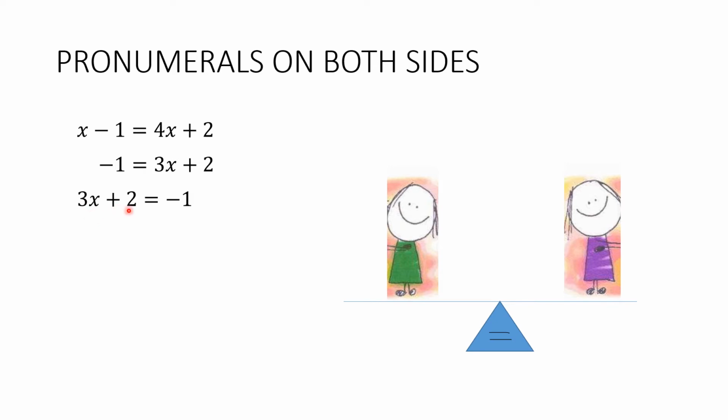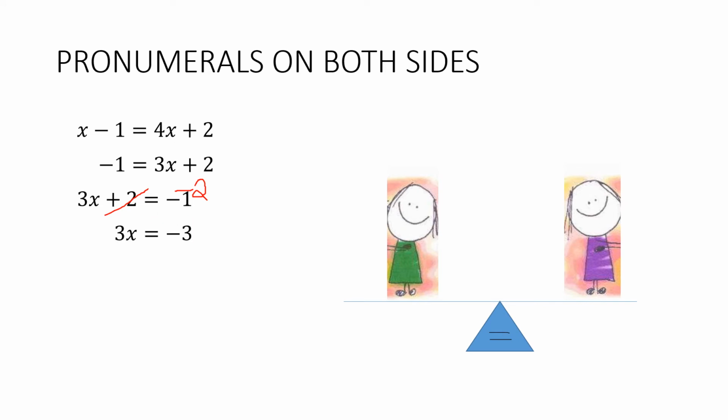Let's move this positive 2. It's going over as a minus 2. Well, we've got to be careful here. We've got negative 1 take away 2. That's negative 3. So I've got 3x equals negative 3.